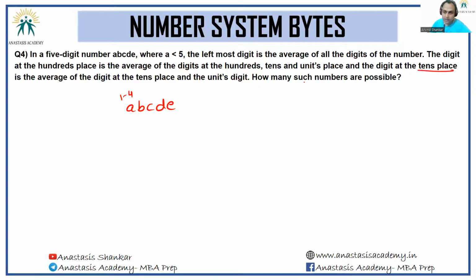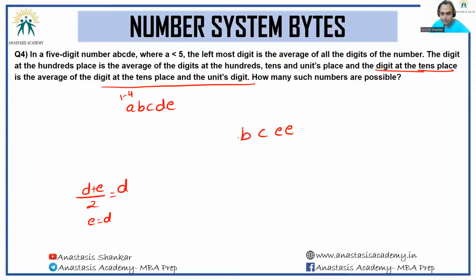The digit at the tens place is the average of the digit at the tens and the units place. Now see, if the units place is E, then D plus E by 2 is equal to D, is what we've been told, or E is equal to D. This much we know. So basically it is not a 5-digit number with 5 distinct digits. I have a number like this, A, B, C, E, E. Last 2 digits are same.